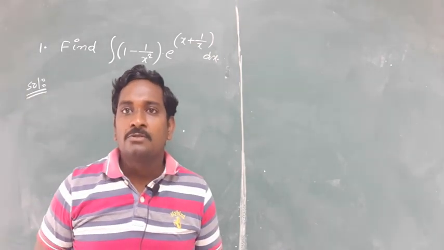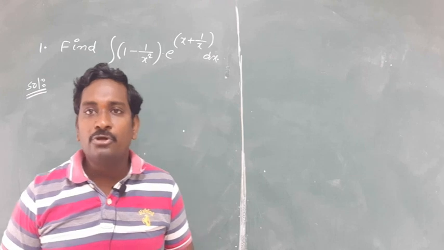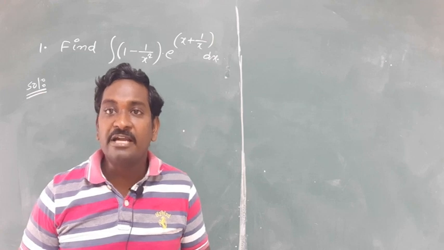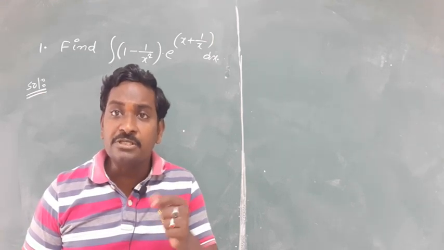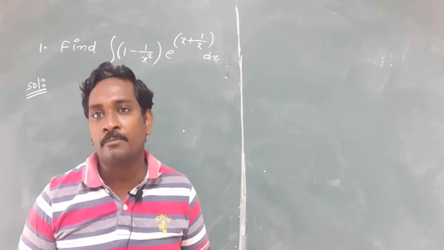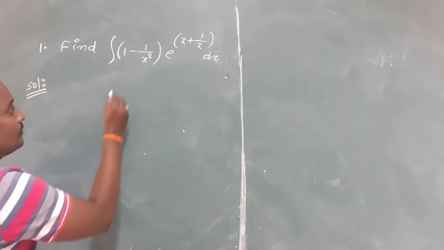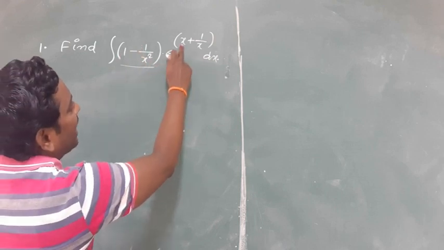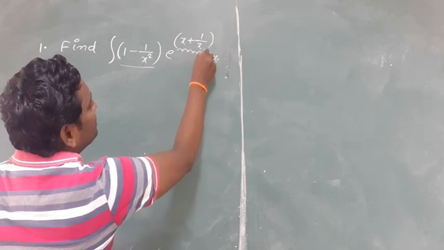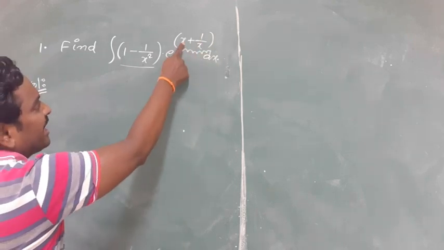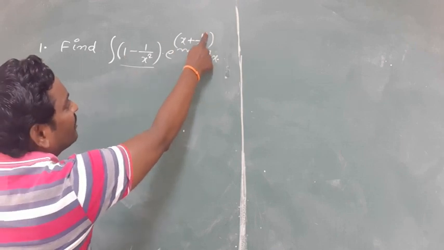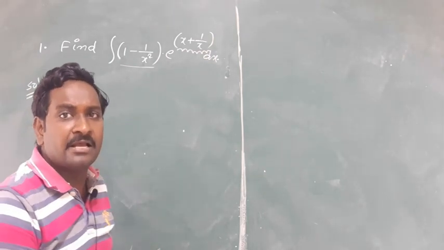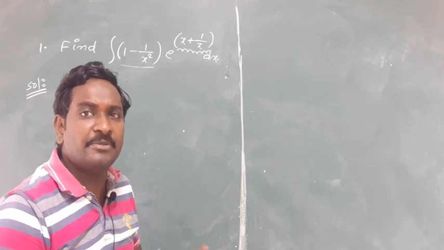Before finding the solution of this type of integration, we should observe the form of the given function. Definitely you will identify a term whose derivative is also a part of the given problem. Here we have 1 minus 1 by x square and e power x plus 1 by x. Please observe this power term. Differentiation of x is 1 and differentiation of 1 by x is minus 1 by x square. Just by eye contact we can easily see what the substitution term is here.